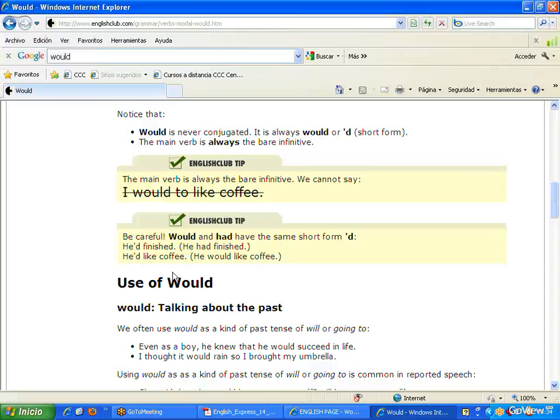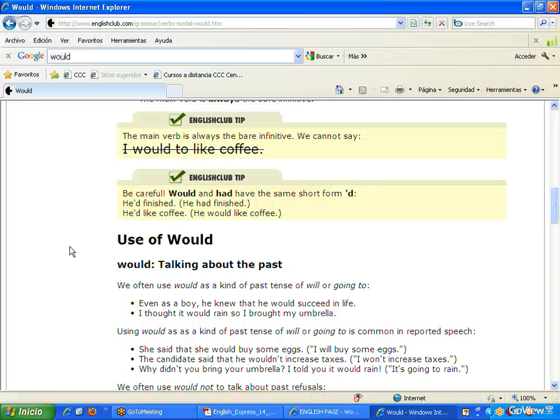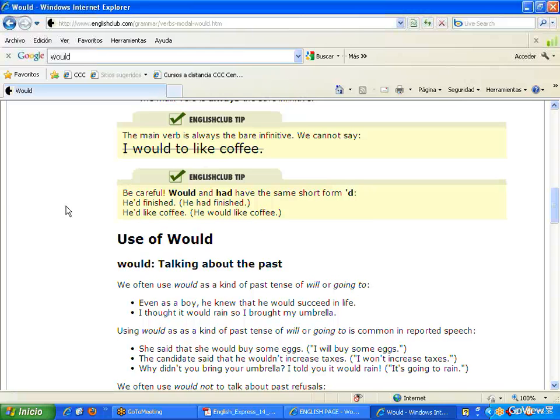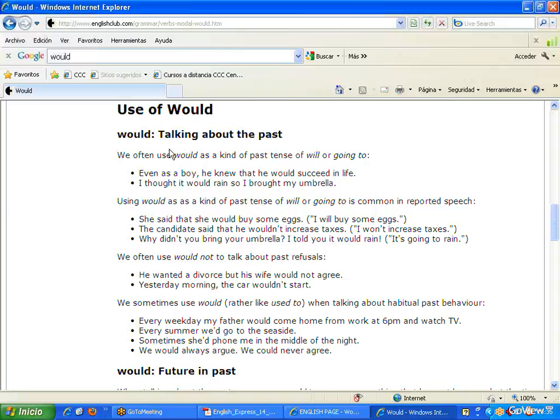Now this is important. Talking about the past, we often use would as a kind of past tense of will or going to. So a kind of past tense of the future. So here's an example. I thought it would rain, so I brought my umbrella. Okay? Would, future in the past.